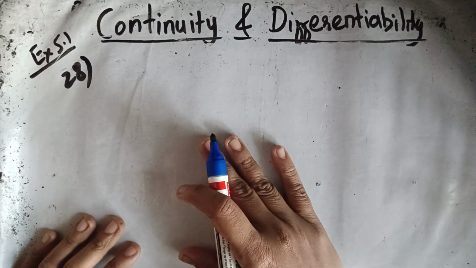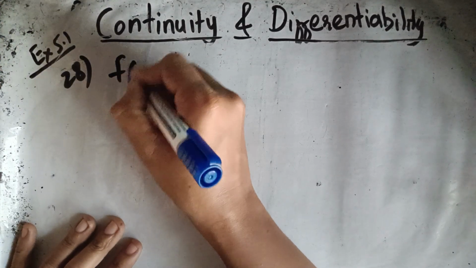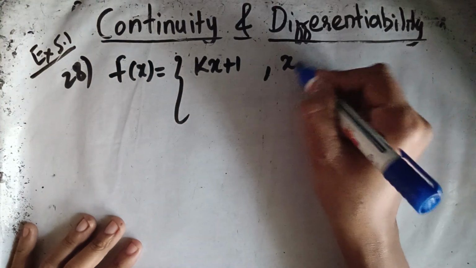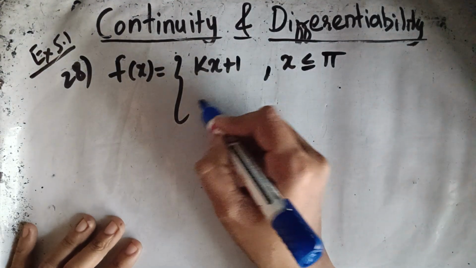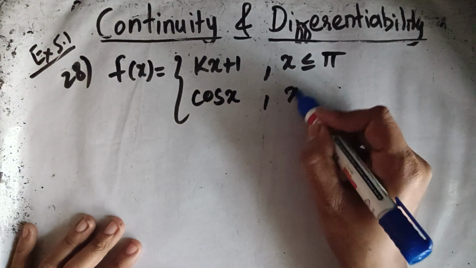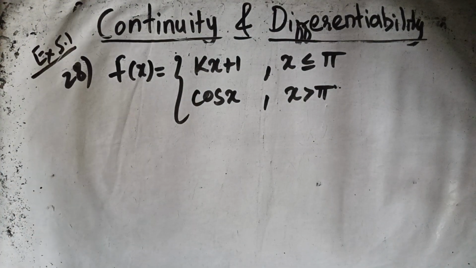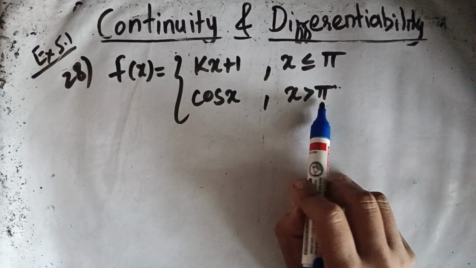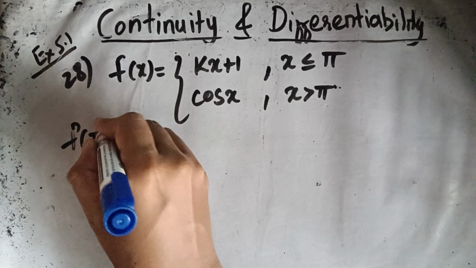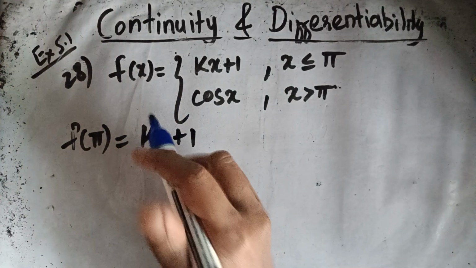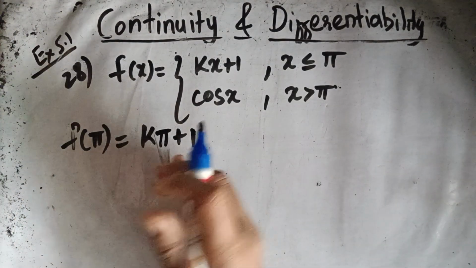28. Find the values of k so that the function f is continuous at the indicated point. So f of x is kx plus 1 if x is less than or equal to pi, and cos of x if x is greater than pi. Here it is given that the function is continuous at x equal to pi. So what is the value of f of pi? This is kx plus 1. So in place of x is pi, k pi plus 1.